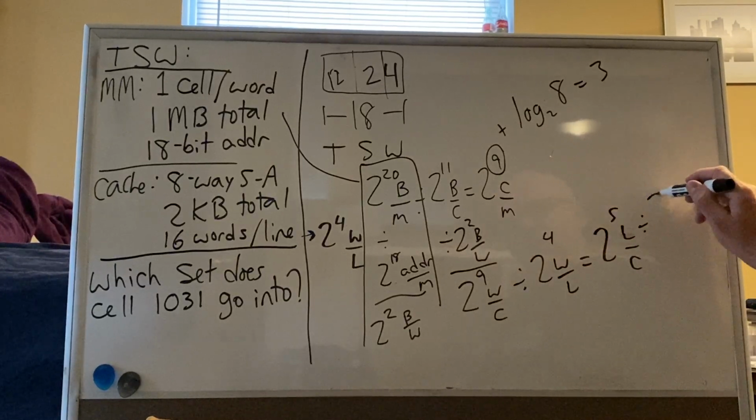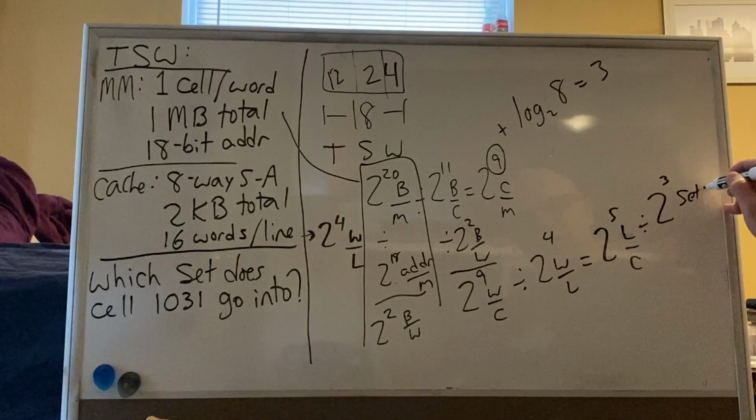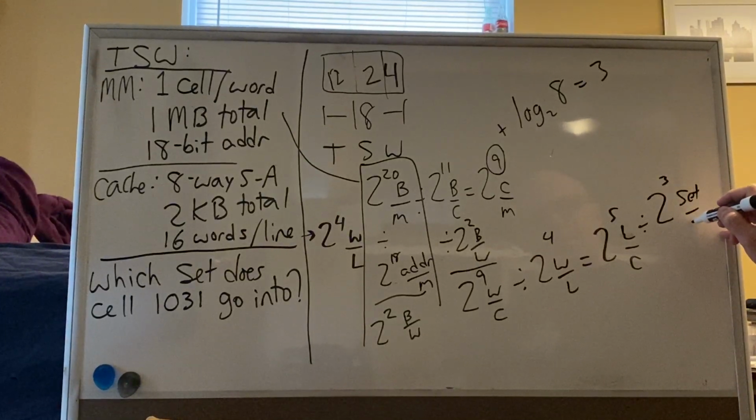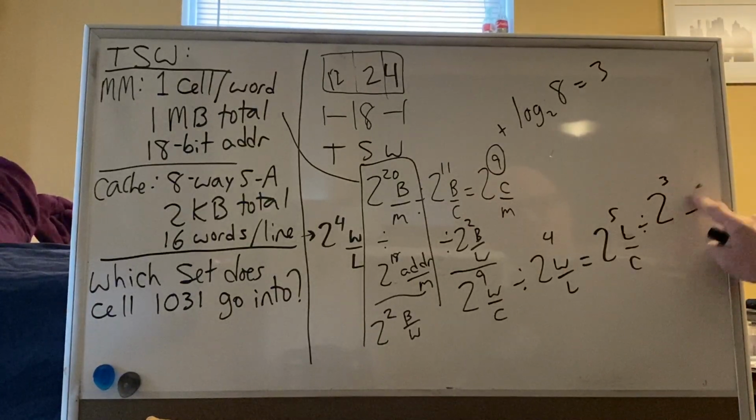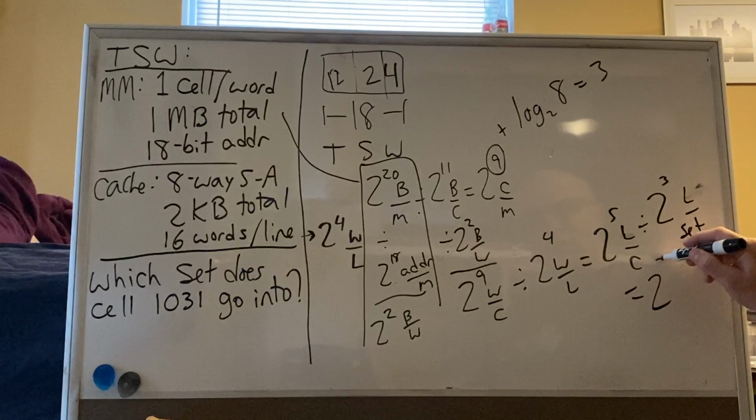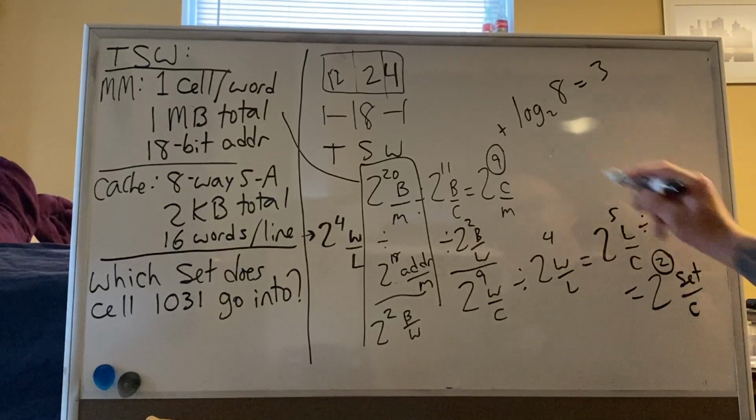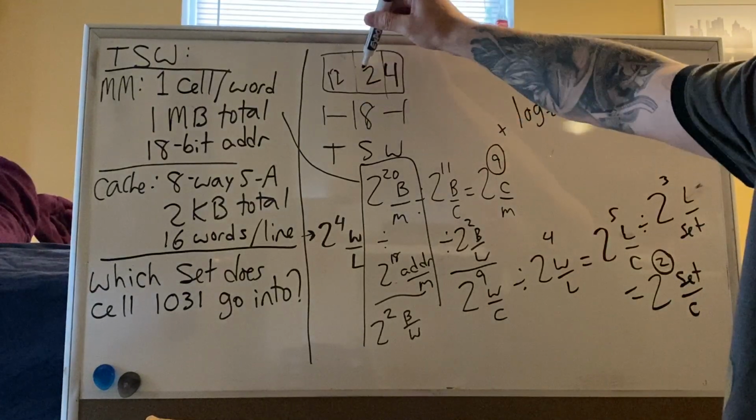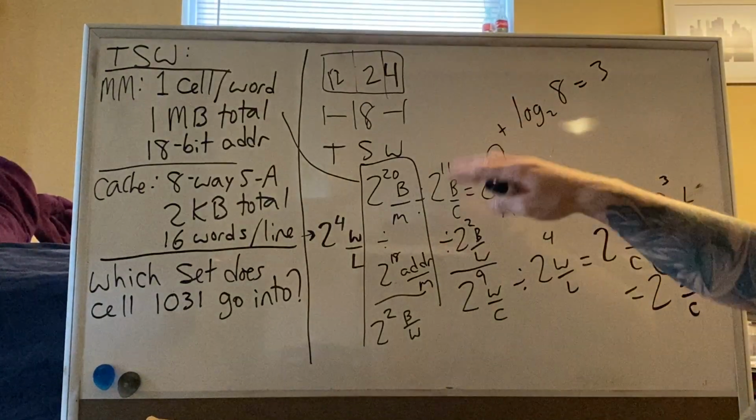divided by 2 to the 3, no, lines per set, is equal to 2 to the 2 sets per cache. Take that logarithm, and that tells us how many sets there are. So I just double checked our work. That's what I did. This seems to be correct.